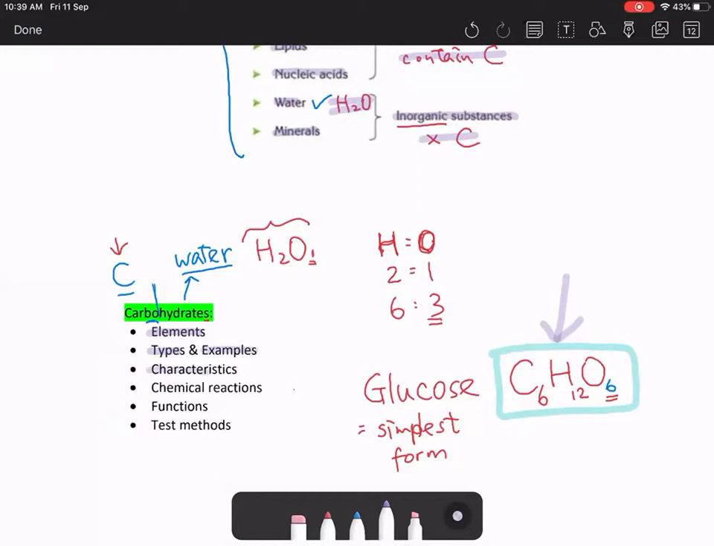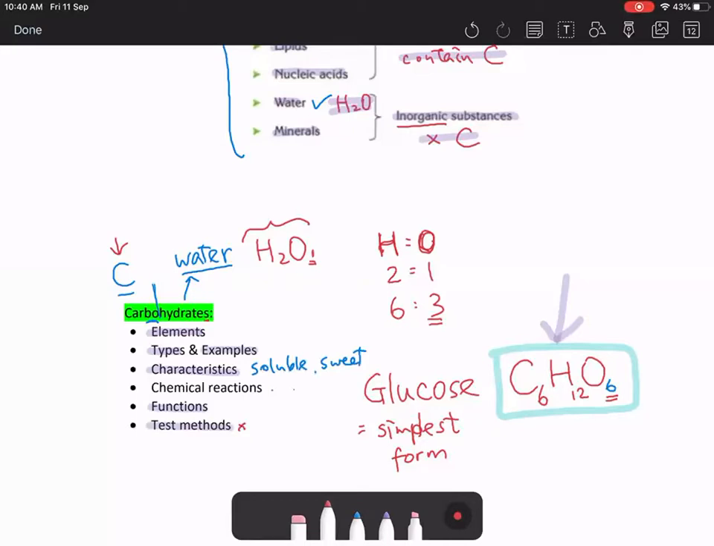Now you should know what characteristics. Okay, at least you know that they are soluble in water, right? They are sweet in taste. Okay, that is characteristics. And today we have only learned 1 type of carbohydrate. So this part, the chemical reaction, is not yet done. Okay, but you know the function of glucose: give us energy through respiration. And you have learned 2 test methods. Okay, the test strips and the Benedict's test.